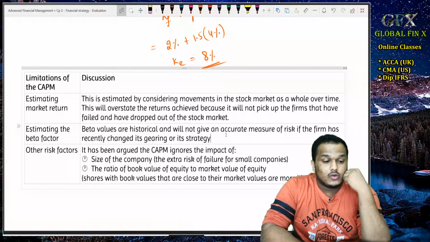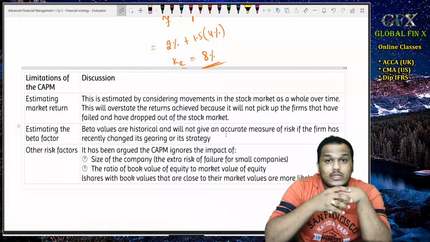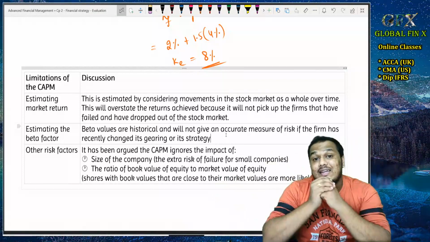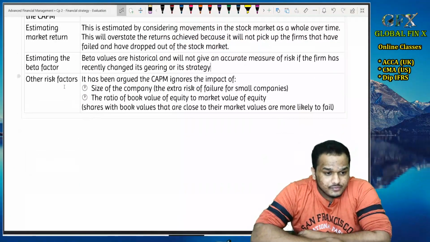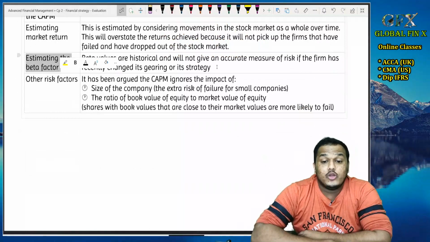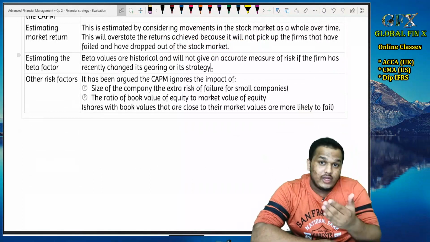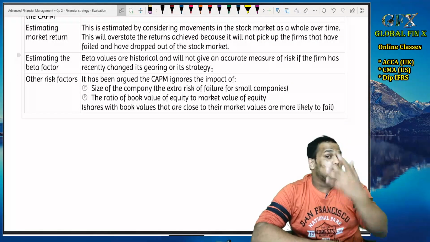Okay, so that is the first point. And there could be some companies which are getting added into that index, some companies which get removed from the index. So how do I calculate exactly the return? That's always a problem. And then, estimating the beta factor. Again, how do you calculate your beta? I have already shown you that if you take only 1 day, it could be 1.7, and if you take 5 days, it could be different. If you take 100 days, it could be different.